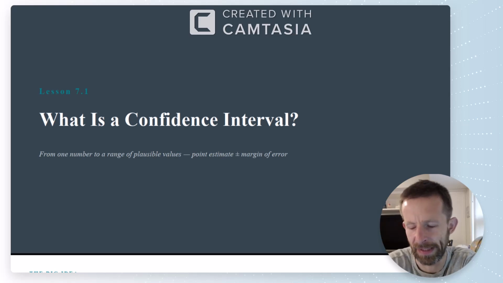Hey guys, welcome to lesson 7.1, where we start discussing confidence intervals. So what is a confidence interval?